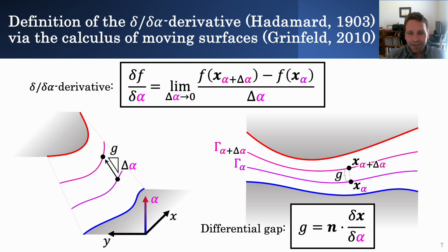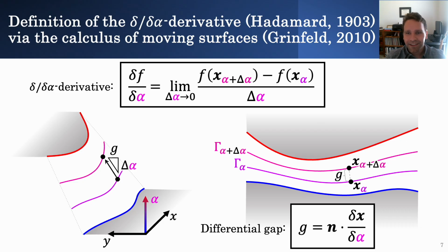So it turns out you can actually define this value of g, which I'll term the differential gap function, sort of like the conventional gap function in contact mechanics, as measuring the discrete difference in value of the normal distance between 2 different points. But instead, using this definition of the delta-delta alpha derivative, g measures something more like the rate of change in the normal distance with respect to incremental changes in alpha.